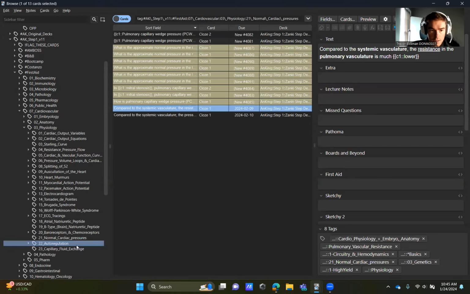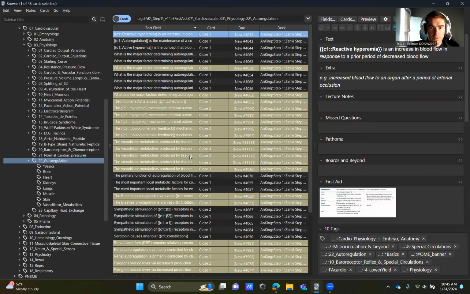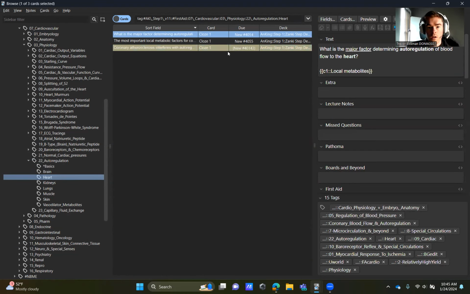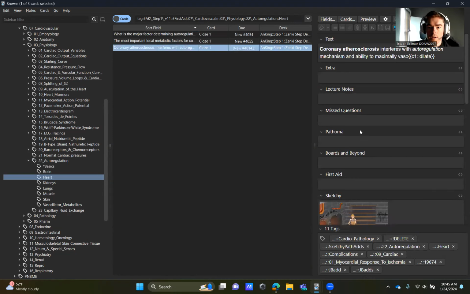And then we'll go into 22. So there's a lot here, it's just kind of broken up. We're going to do all of the basics, all of the brain, all of the heart, except this one. You can pick this one up if you want. I just didn't feel like coronary atherosclerosis, I just feel like this is more pathology versus a basics card, so I didn't grab it.